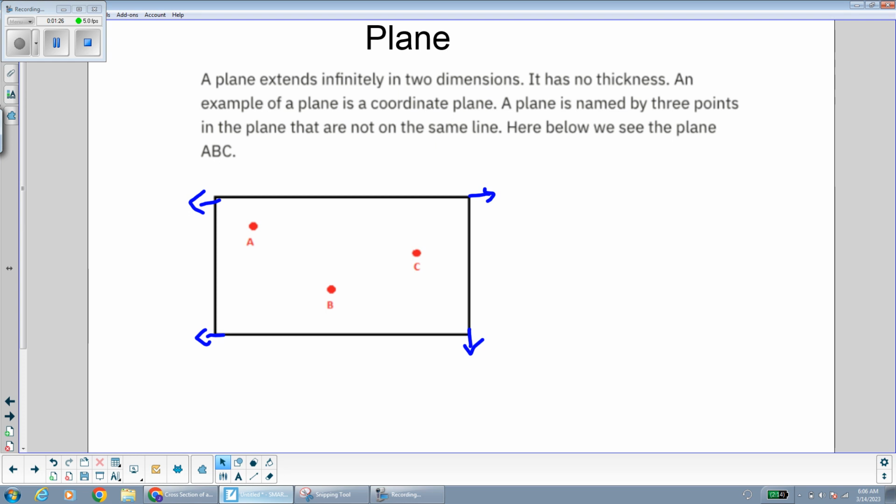And just like with a line, you can name a line with any 2 points. With a plane, you can name a plane with any 3 points that are not on the same line. So for example, on this plane, points A, B, and C, they're not on the same line. I can't draw a line through all of these points at the same time. So I can name this plane ABC. There are 3 non-collinear points on this plane.